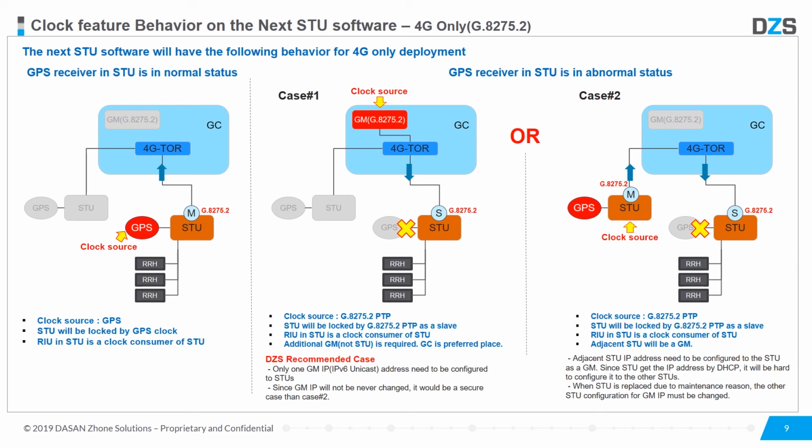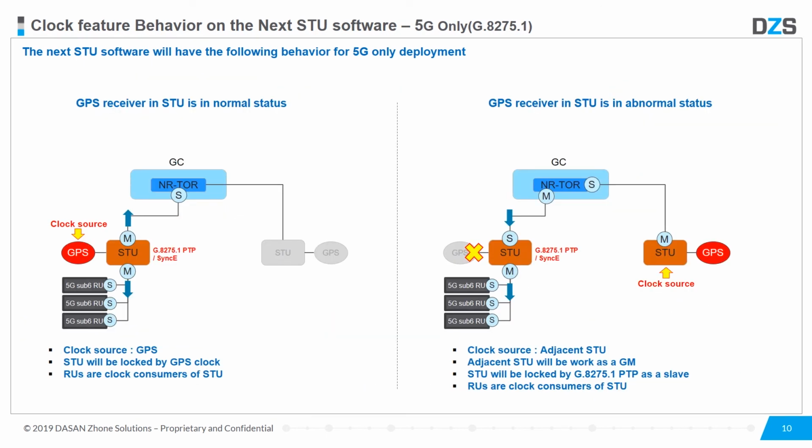Page number 10. This is the clock operation when using telecom profile for 5G network in STU software in the future. The figure on the left provides a clock with 4G TOR when satellite signal reception is normal to the GPS connected to the STU, and provides the clock to the NR wireless device connected to the STU.